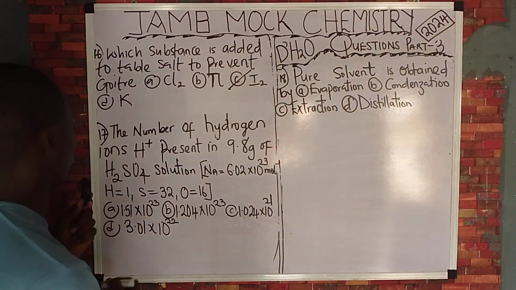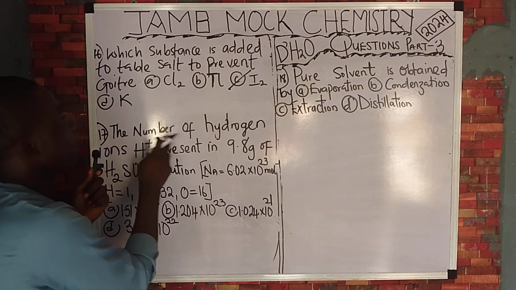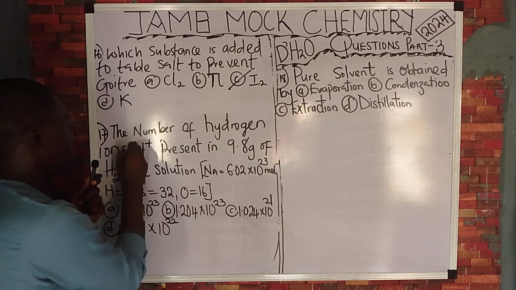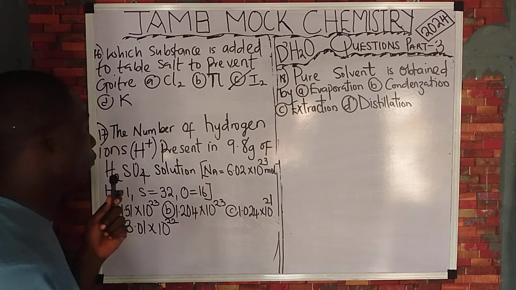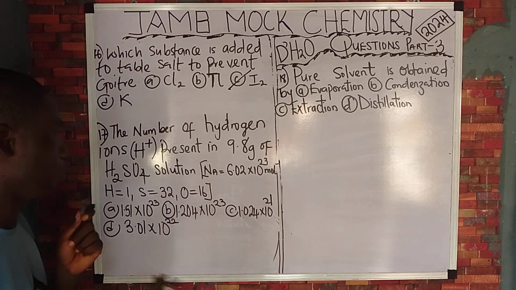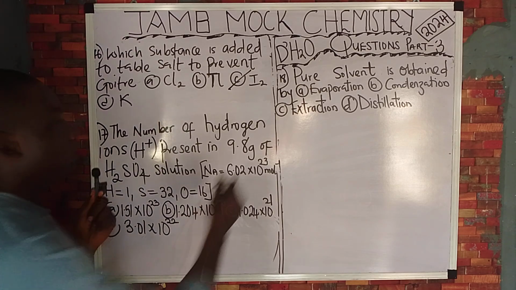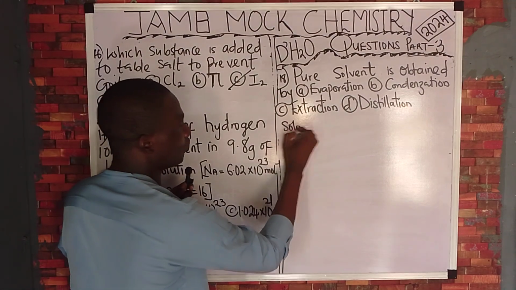Thank you. Question number 17. The number of hydrogen ions present in 9.8 grams of H2SO4 solution is what? Wow. Now let's solve this question.